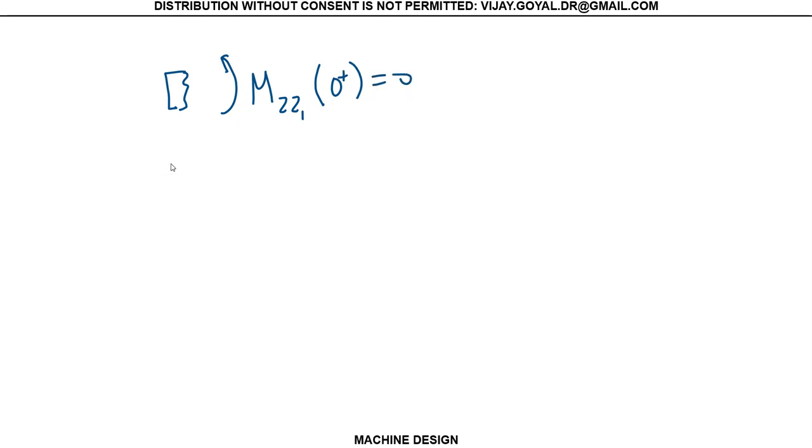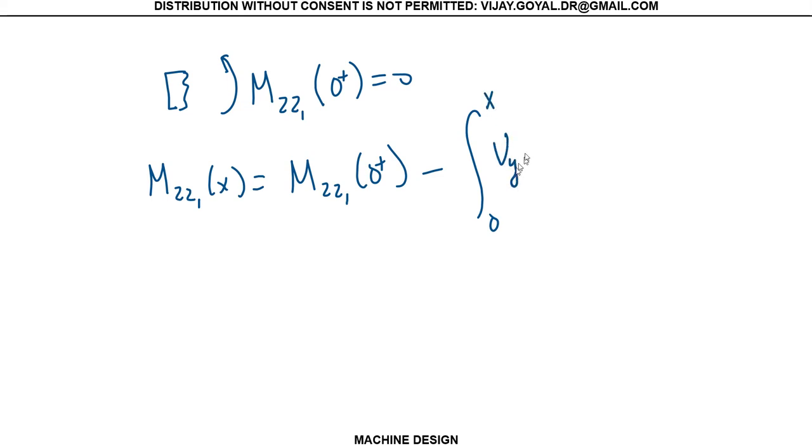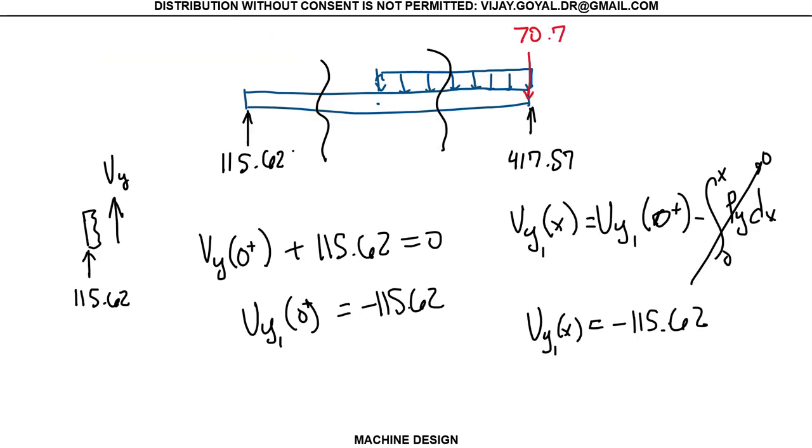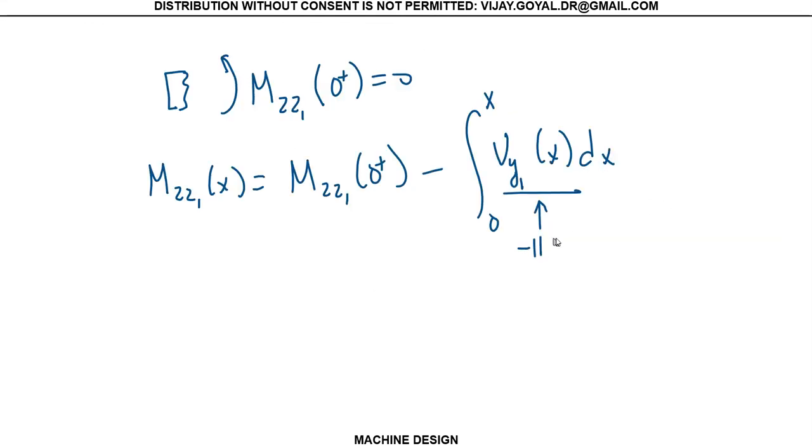So that means that MZZ1 of x is equal to MZZ1 at 0 plus minus the integral from 0 to x of V1 of x dx. And V1, if you go back, you see that V1 was minus 115.625. So you can plug that value there. This is 0. So you would get plus 115.625 times x. This is the value of MZZ1 of x.